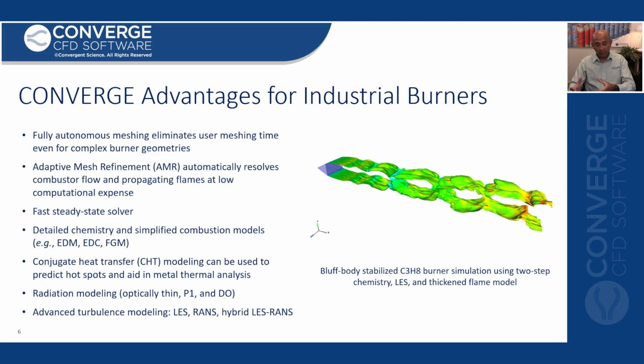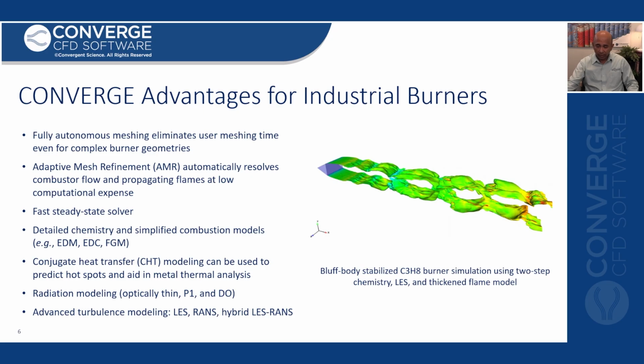Or on the other side of the spectrum, you have the discrete ordinates methods, which give a lot of useful information but can be computationally expensive, though they are more accurate. With Converge, you have access to simple RANS models and all the way to LES models as well. And you have access to hybrid models between RANS and LES as well.